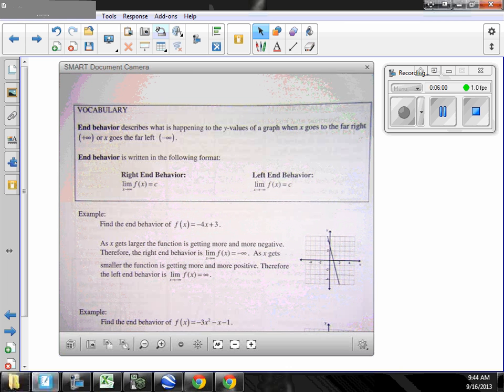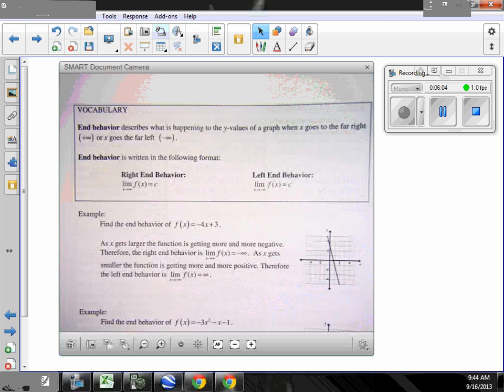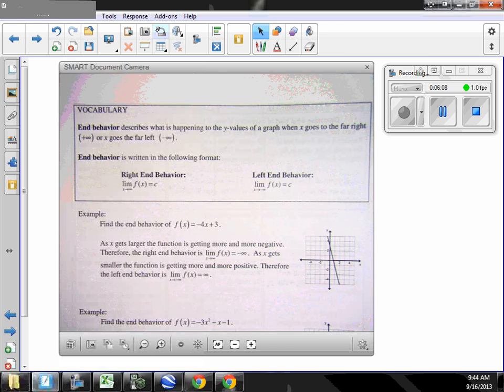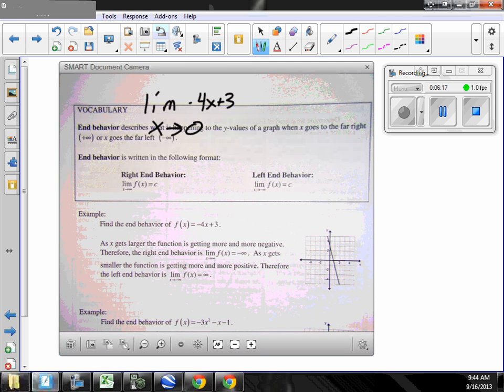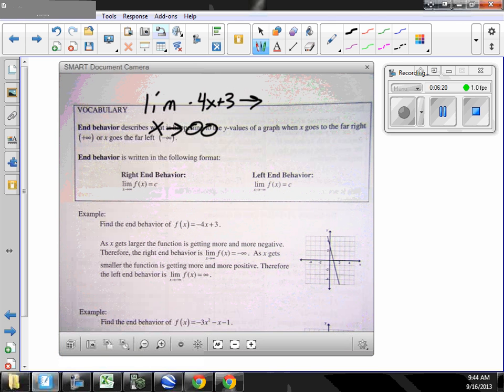So if we look at the first example, we see a line, and it says it wants to use this notation, the limit as the function, which is negative 4x plus 3. As x approaches infinity, then the graph approaches what? Well, this is a calculus notation, and it's really useful in calculus, but it's not terribly useful for what we're going to do, so we're not going to make you write all that down. We're just going to write it this way.